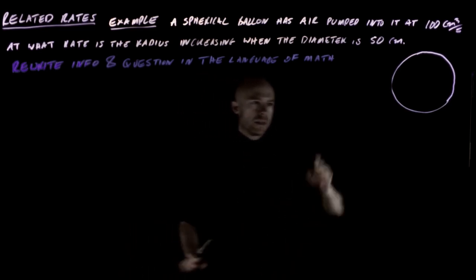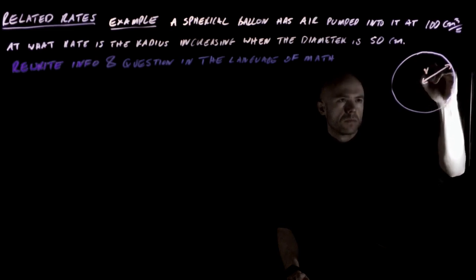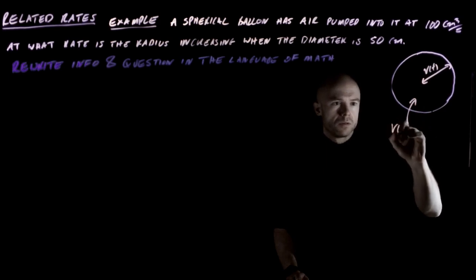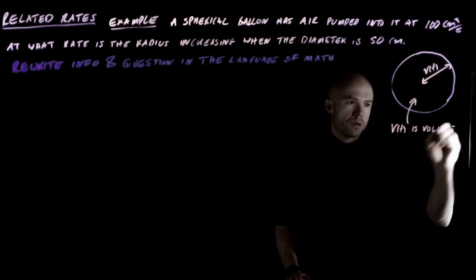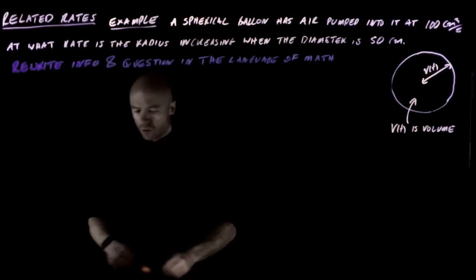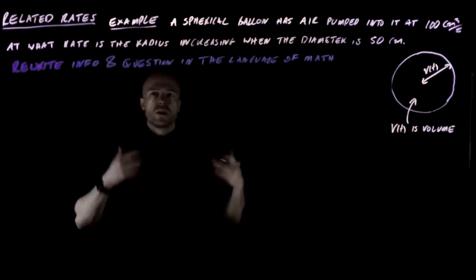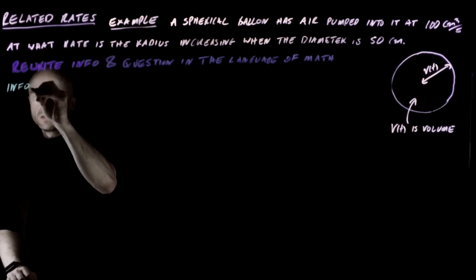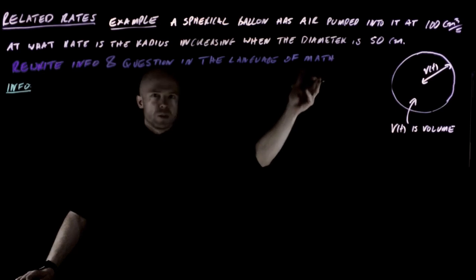Okay, so on our diagram, let us put r of t for the radius, and let's let v of t be the volume at a certain time. Cool. Now, we're going to re-express what we have here in the language of math. So first, we're going to re-express the info. Spherical balloon has air pumped into it at a rate of 100 cubic centimeters per second, right?